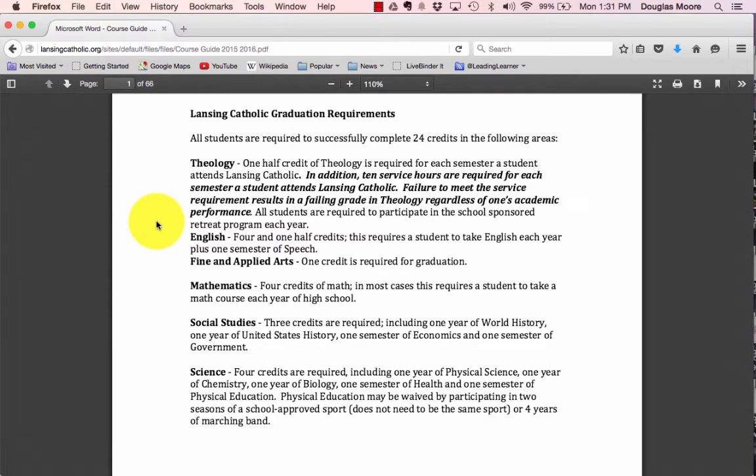Students can waive out a gym class if they participate in 2 seasons of a high school competitive sport, and that can either be one season of 2 different sports or 2 seasons of the same sport, or by participating for 4 years in marching band.